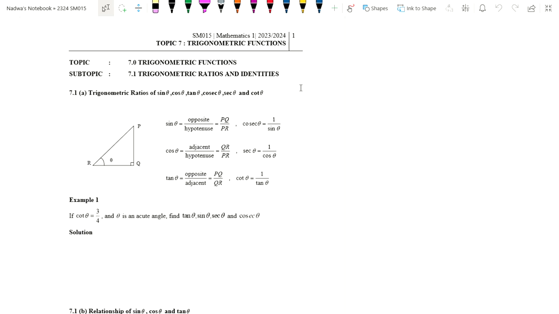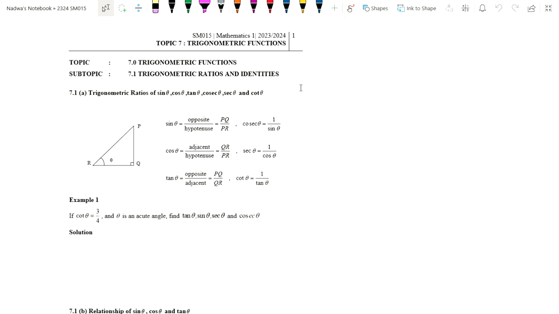So today I'm going to give an extra lecture on topic 7. For topic 7, subtopic 7.1, trigonometric ratios and identity, and also 7.2, compound angle, I'll try to give it a recording to you so that you can fill in the blank before our lecture.